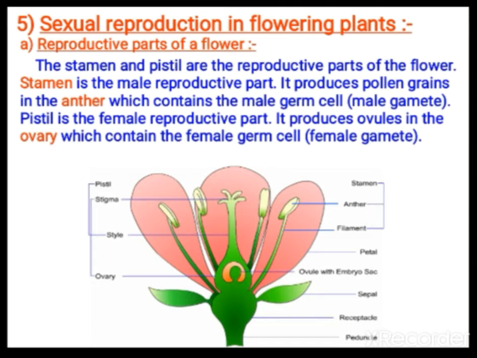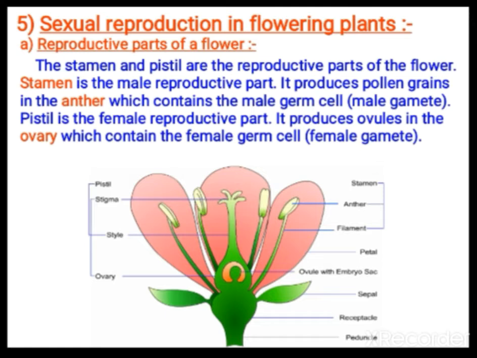Stamen and pistil are the reproductive parts of the flower. Stamen is the male reproductive part. It produces pollen grains. It contains the anther, and the anther produces the male gamete or pollen grains. Pistil is the female reproductive part. It produces ovules, which contain the female germ cells or female gamete.